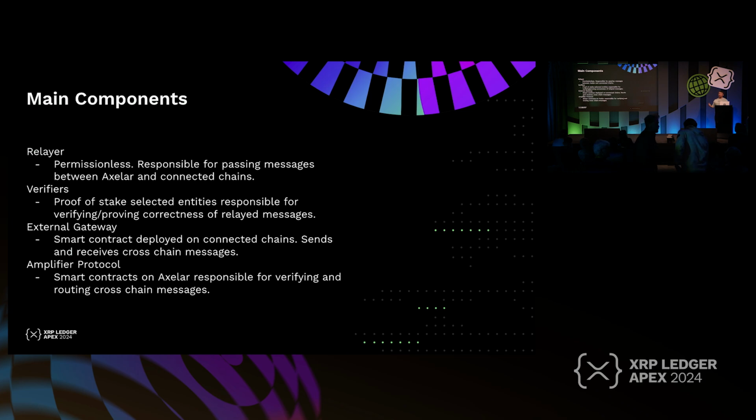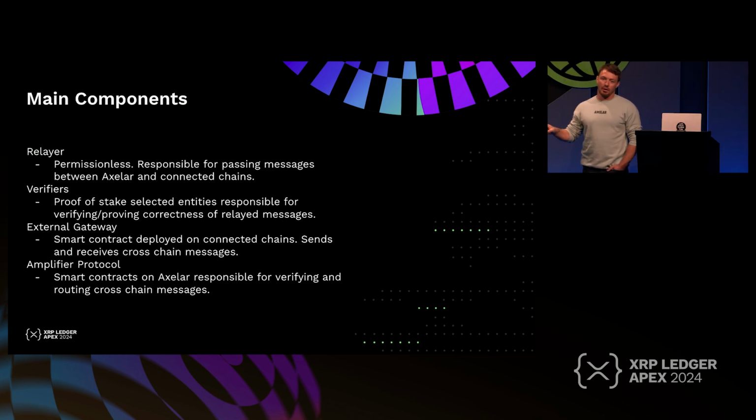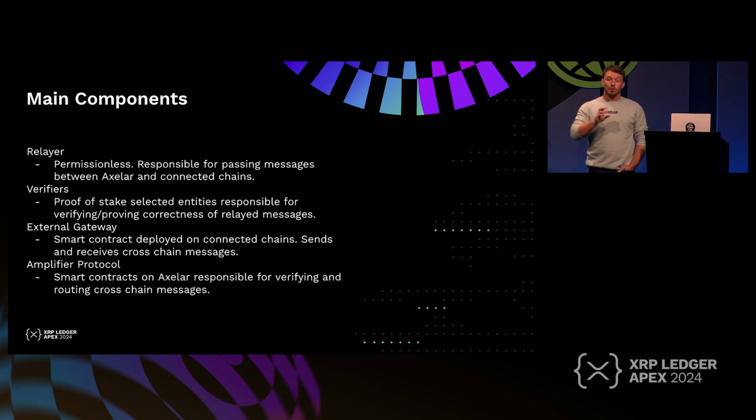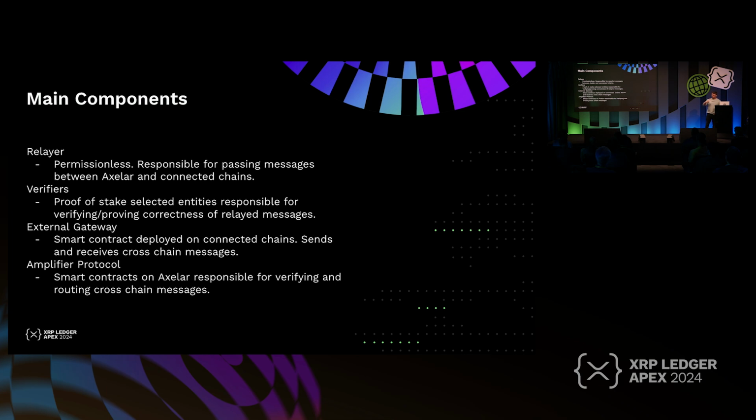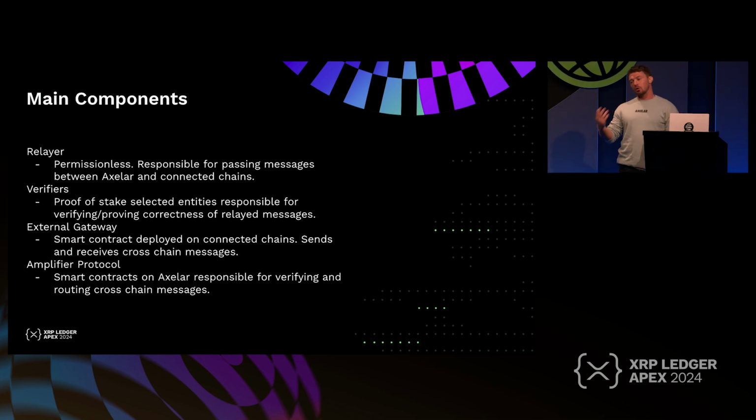Then there's the external gateway, which is the entry point to the protocol that exists on external chains. On every chain connected to Axelar, there's some smart contract or some mechanism that users and dApps talk to in order to send messages across the Axelar network, and that's also how they receive messages. So it's the entry point on the external chains. And then we have a bunch of smart contracts on Axelar itself that are responsible for routing, understanding where a message should go, making sure messages are verified, and in the right format, all that stuff.